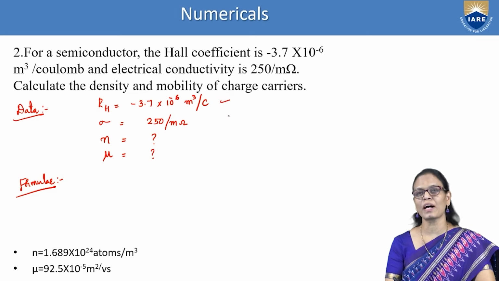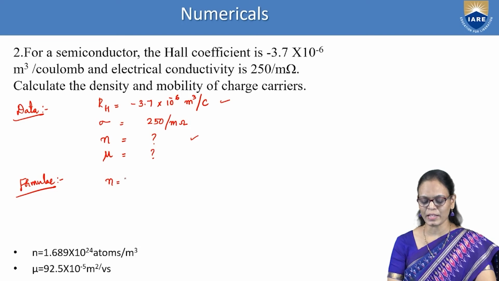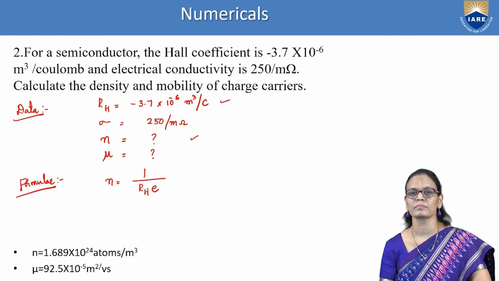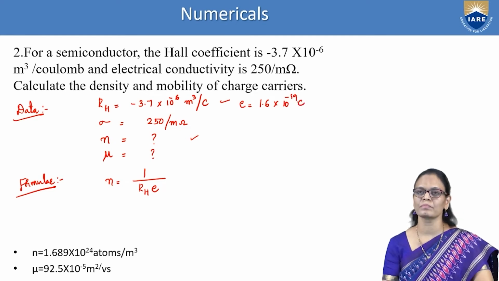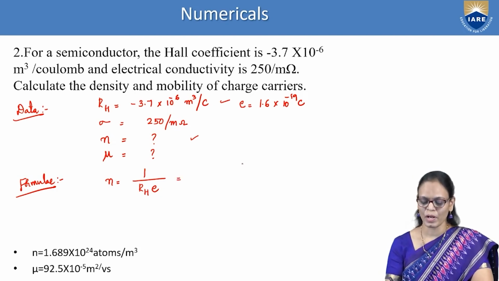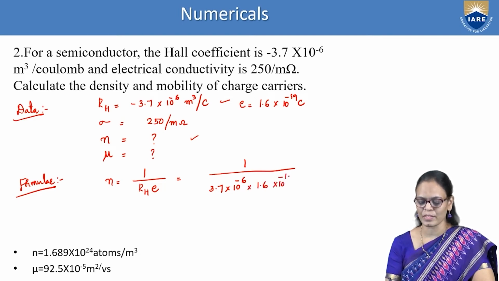So knowing the value of RH, to calculate N, we will use the formula N is equal to 1 upon RH into E. What is E? Again, the charge of the electron, 1.6 into 10 power minus 19 coulomb. We will substitute that value here. So N will be equal to 1 upon 3.7 into 10 power minus 6 into 1.6 into 10 power minus 19.